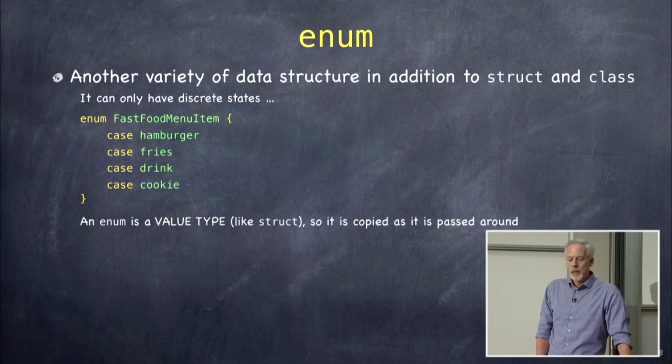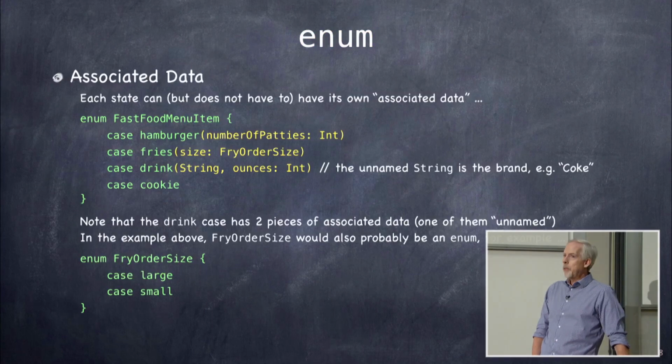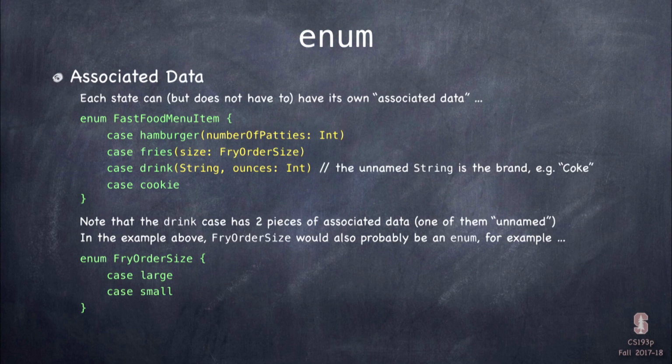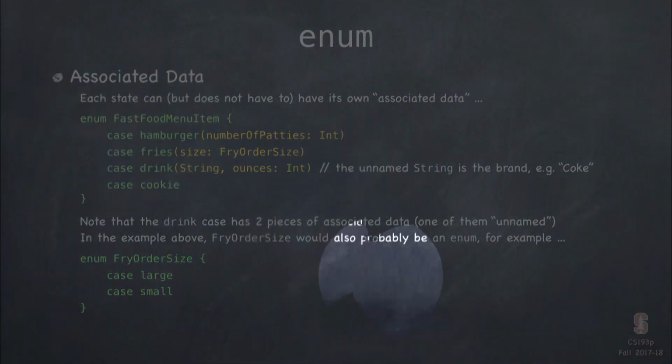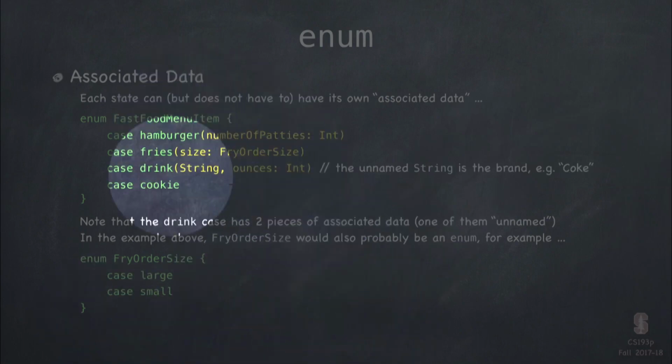Okay? Now, enums in Swift, a little bit more powerful than your typical enum because each case can also have what's called associated data or an associated value. So in my fast food item, my hamburgers have the number of patties. Is it a double burger or a triple or a single? The fries has the size of the fries, a large fry or small, and I've even used another enum. You see down here at the bottom. There, right? Okay. You got it.